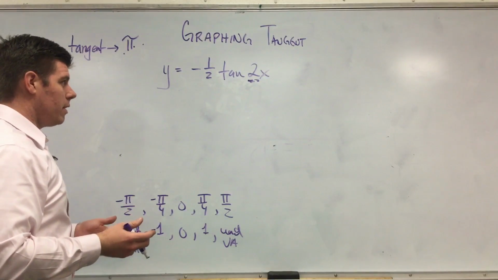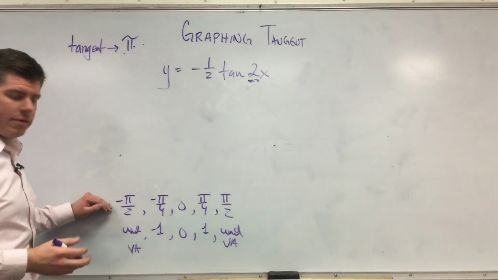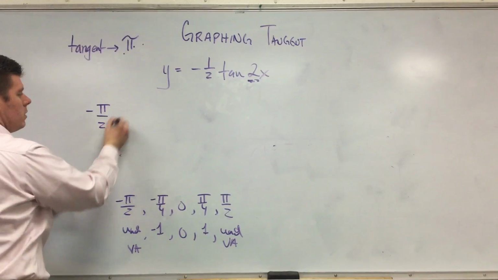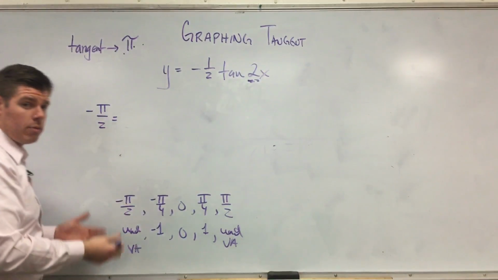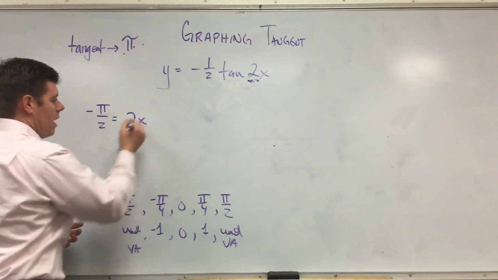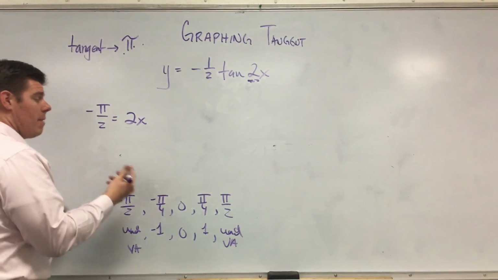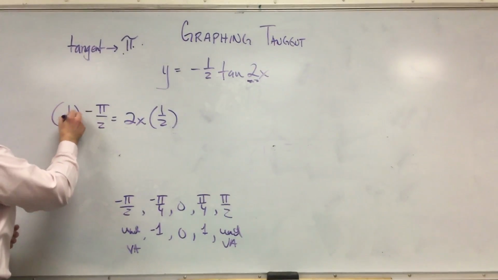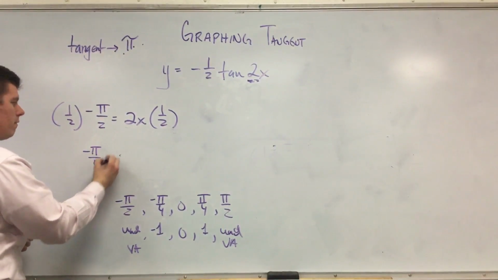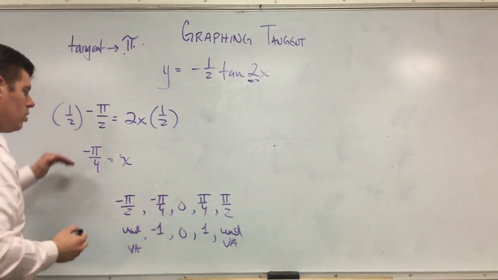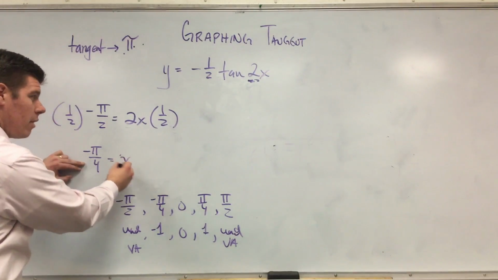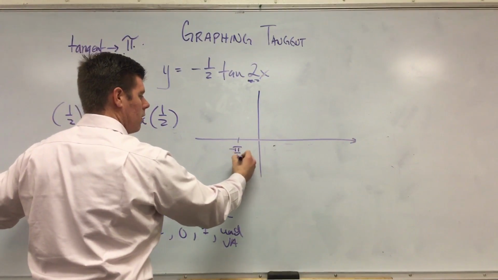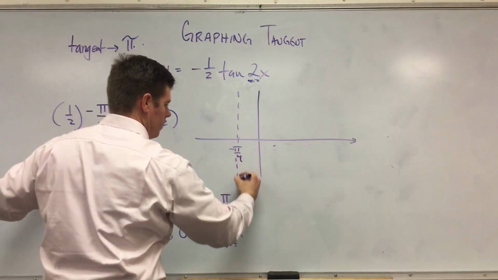So first things first, I want to figure out my starting point. The original starting point was at negative pi over 2. That's the original asymptote, and we talked about why it's the asymptote. So I just want to use that. I use 2x. I'm not a fan of division, so I'm going to use multiplication by a half, and I get negative pi over 4 equals x. So my new beginning vertical asymptote is at negative pi over 4, and I can draw a vertical asymptote in. There it is.